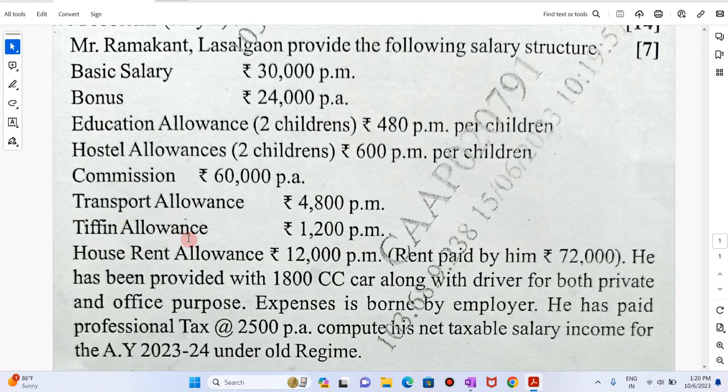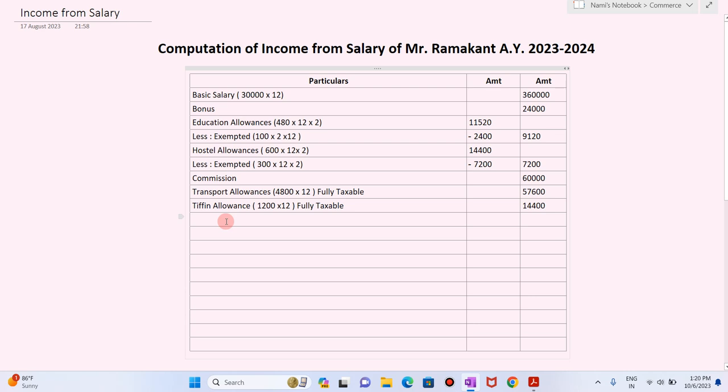After tiffin allowances, next is house rent allowances. Now house rent allowances is rupees 12,000 per month. From this house rent allowances, he has paid rent rupees 72,000. So rent is paid by Mr. Ramakant. Now we have to do the working note for house rent allowances.